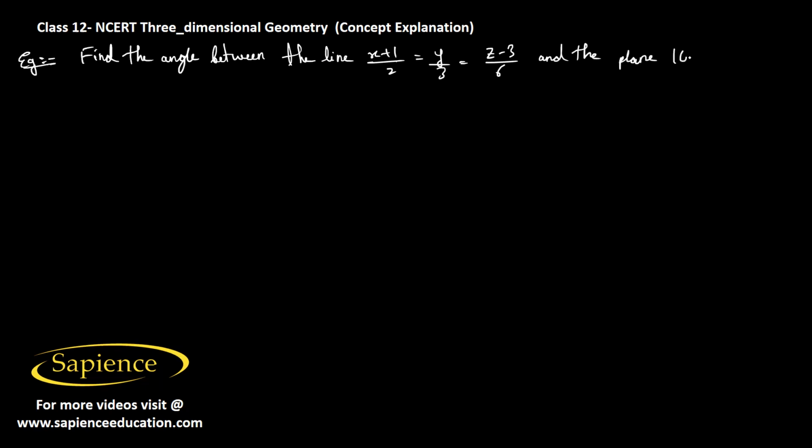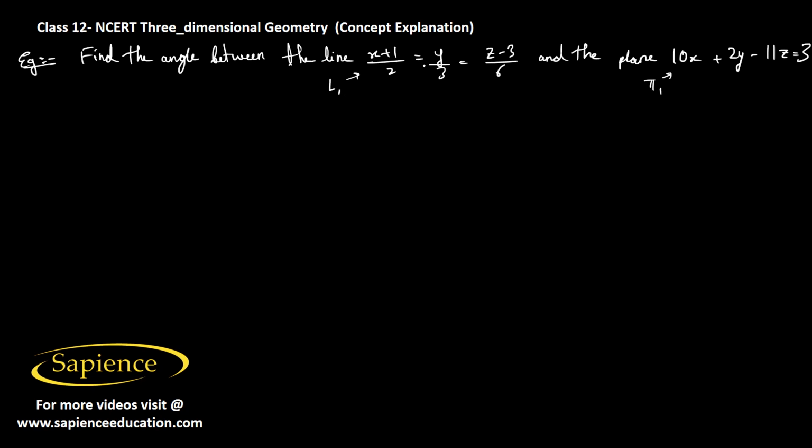which is given as 10x plus 2y minus 11z equal to 3. So therefore, let's say this line is the line L1 and this plane is the plane pi 1.